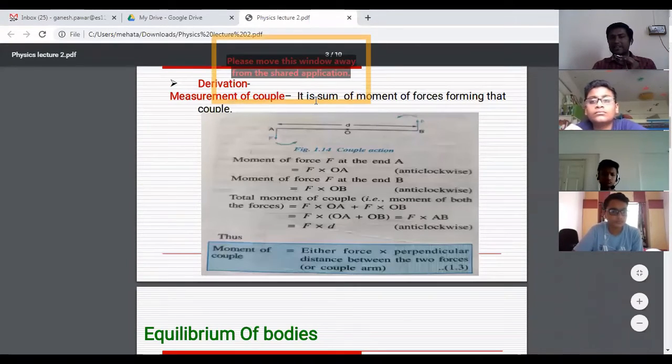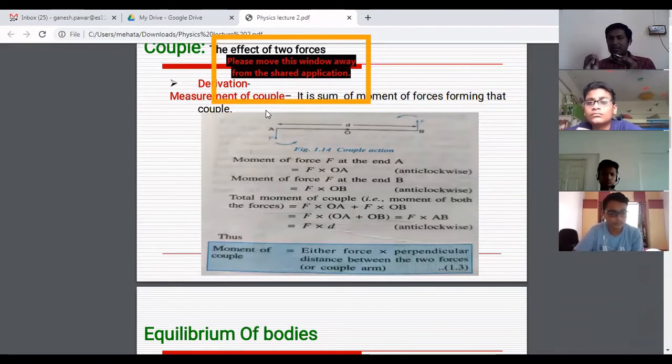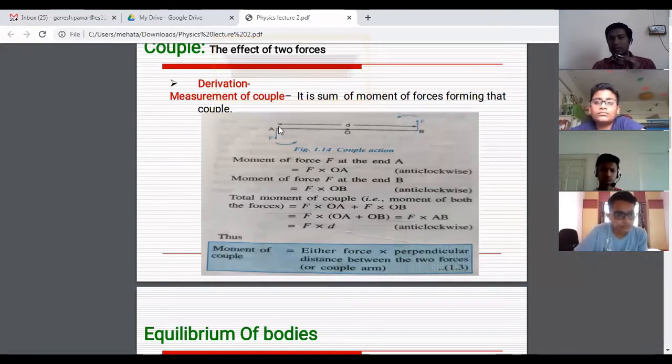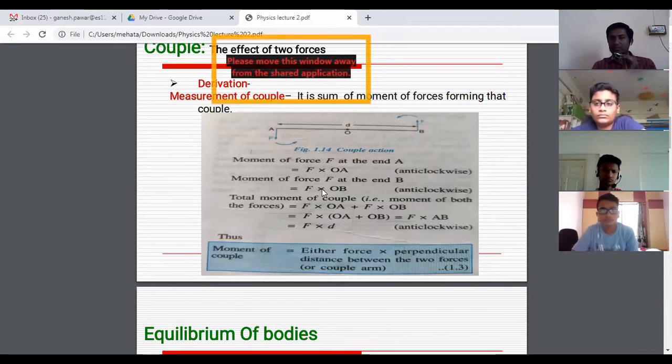What statement is over here? It is a sum of the moment of forces forming that couple. The couple is always formed by two moments. So if O is my pivot, what is going to be my first moment? The moment of force, first one, is going to be F into the moment arm, that is OA. This is my first moment. Now what is my second moment? F into OB is my second moment.